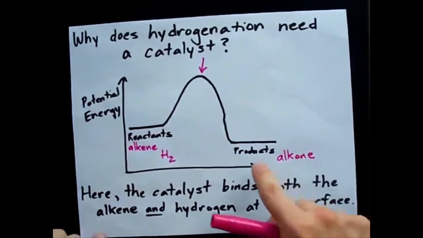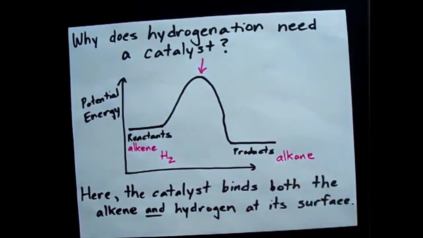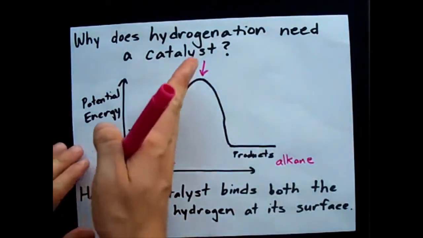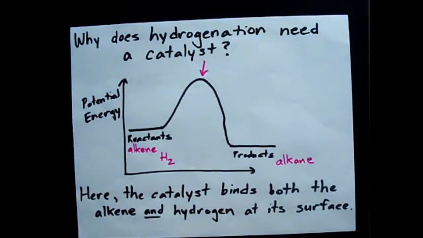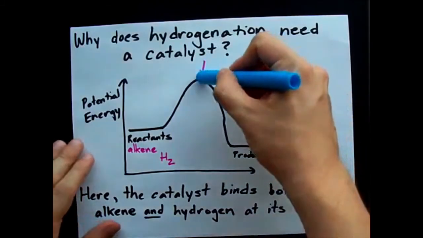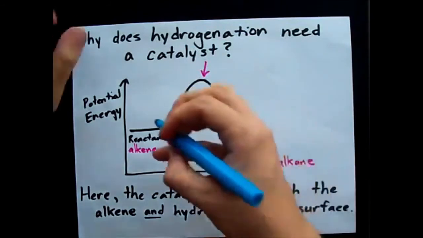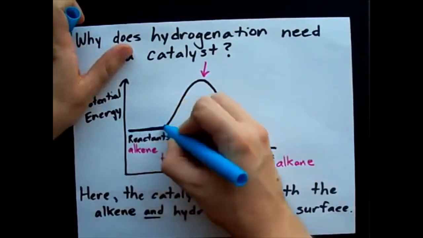Long story short, they're more stable. But the problem is you've got to get over this hump. You've got to be able to break those bonds, and that takes so much energy. But because of this thing called a catalyst, we're actually able to need less energy, if that made any sense. Here's what I'm saying. You start in the same place, with your reactants.